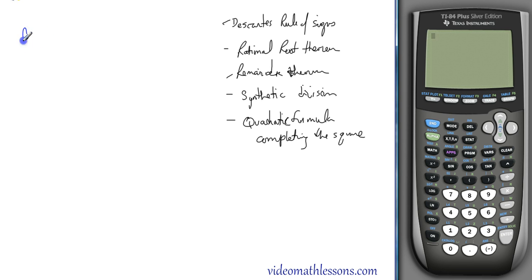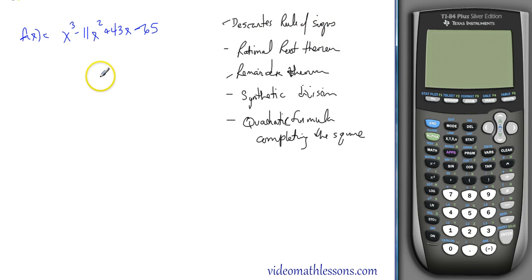All right, so let's do f of x. Let's get a function going here. We have x cubed minus 11x squared plus 43x minus 65. And we'll start off by talking about Descartes' rule of signs.